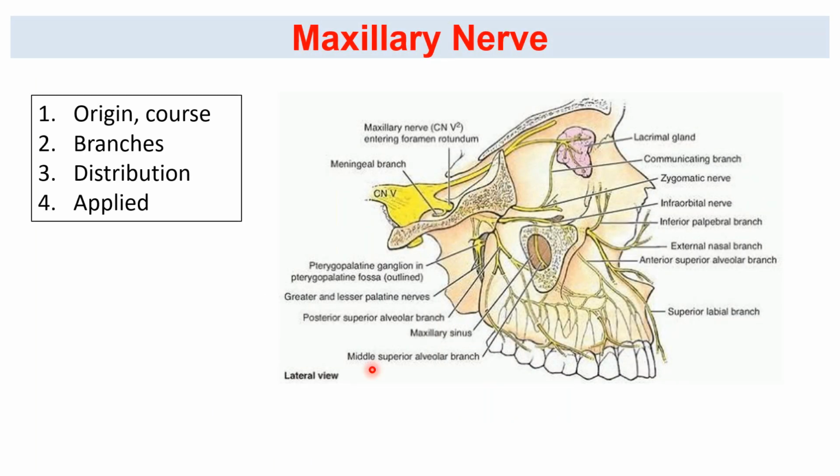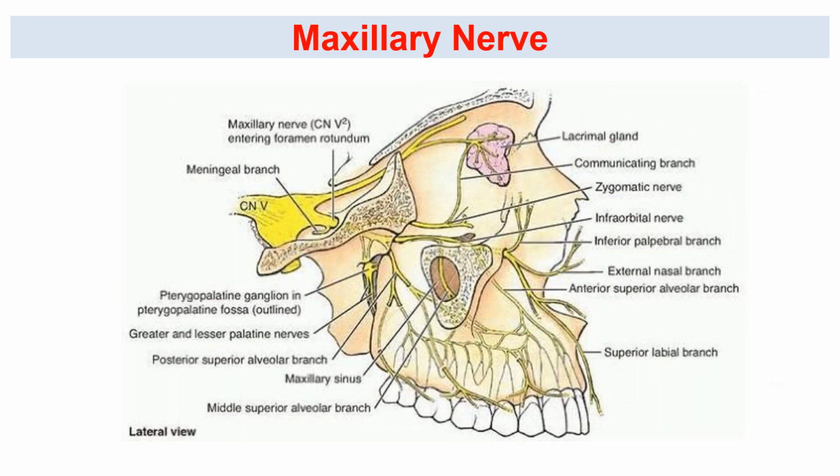Now coming to the maxillary nerve first, we'll describe this nerve under these headings. And let us see first, this is the trigeminal ganglion, which is the cranial nerve fifth. We all know that it divides into the ophthalmic division, maxillary division, and mandibular division. Mandibular division you have already covered. Ophthalmic division we covered during the orbit. Now we are left with the second division, which is the maxillary division of the trigeminal nerve.